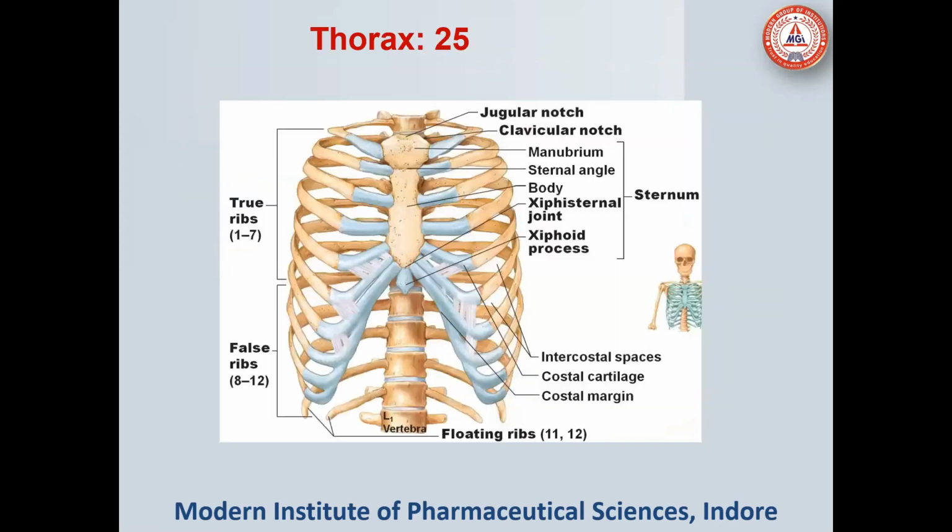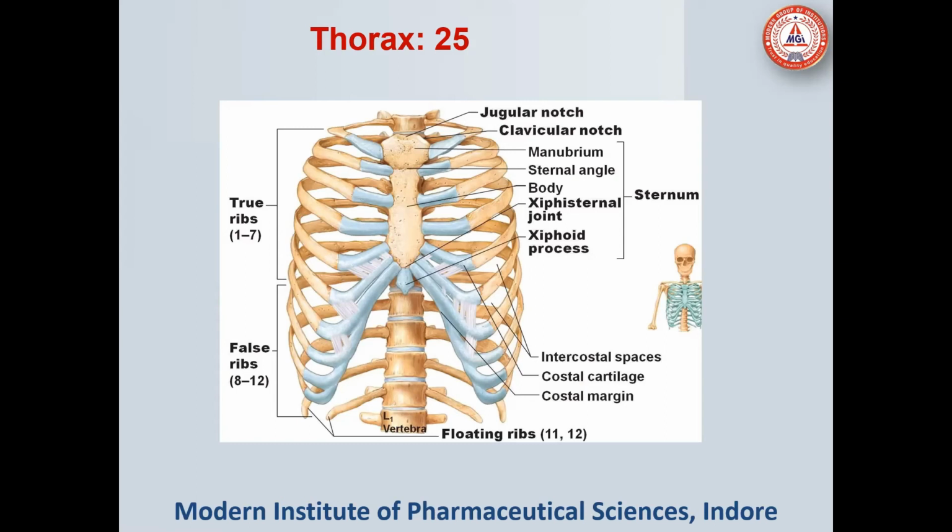Now, the next one is the thorax. The thorax contains a total of 25 bones, in which 24 bones are ribs and one is the sternum. The thorax is formed by the sternum anteriorly, 12 pairs of ribs forming the lateral bony cage and 12 thoracic vertebrae.